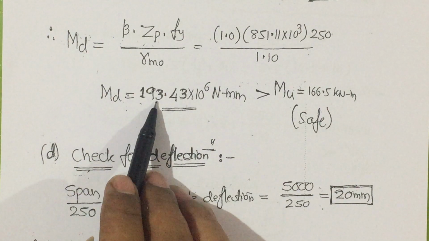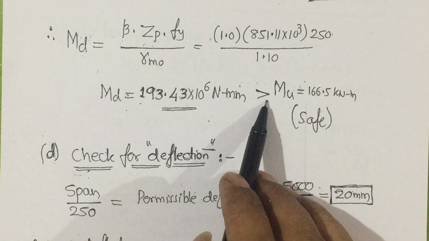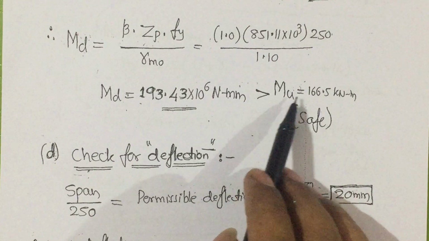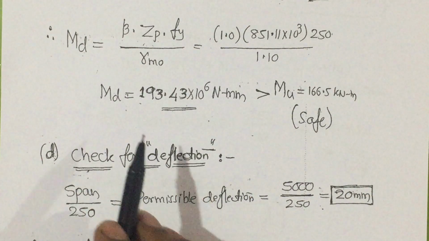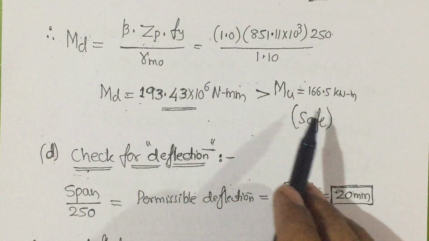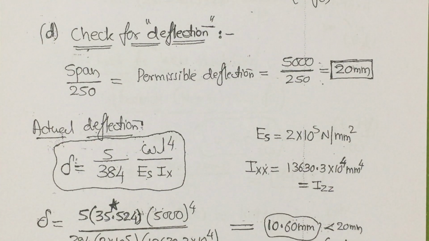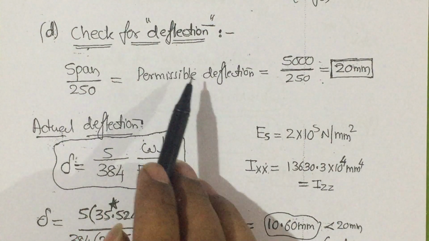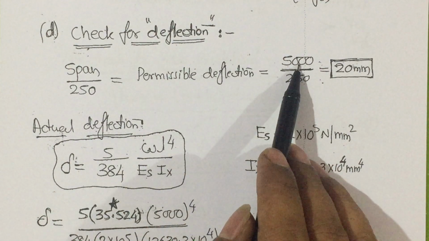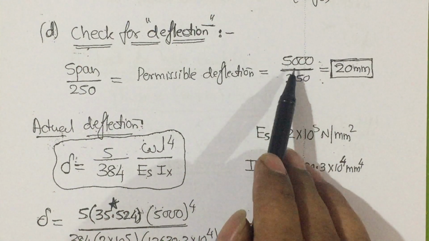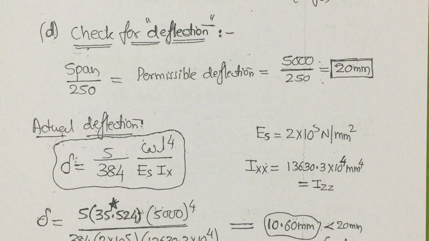You will get Md equal to 193.43 into 10 power 6 Newton millimeter, which is greater than the ultimate bending moment, that is 166.5 kilonewton meter. If Md is greater than Mu, our design is safe. Then check for deflection. Here the permissible deflection is given by span by 250, that is, span is 5 meter, 5 into 1000, 5000 millimeter divided by 250, you will get 20 mm.